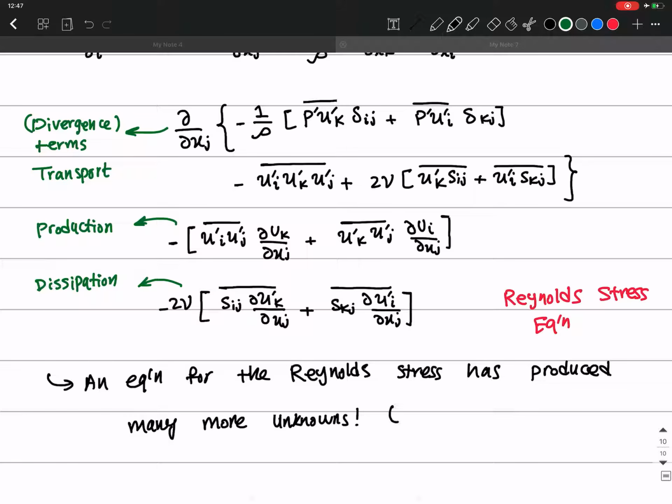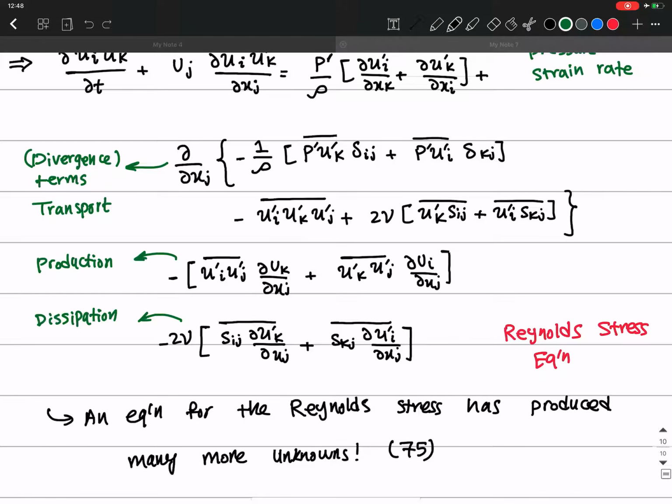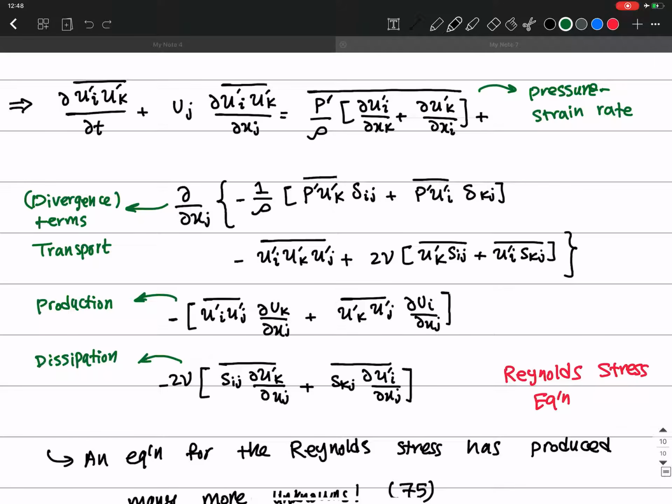Here, for example, we have added more than 75 unknowns. I'm not going to count them, but you can count them. For example, p prime u prime has 3 unknowns: p prime u prime 1, p prime u prime 2, p prime u prime 3. These are just three unknowns, and then you can look at all the unknowns. So we have added 75 more unknowns to the problem. This is the difficulty of the turbulence problem, that we cannot close these Reynolds stresses. We have to model them, and these are all flow dependent. We will learn that they depend on the type of flow that we are investigating, and they can be really different in each flow.